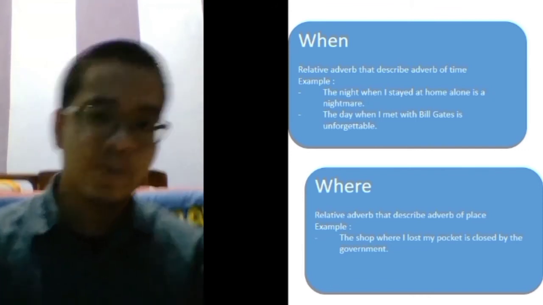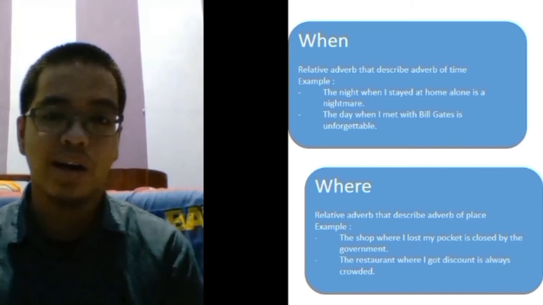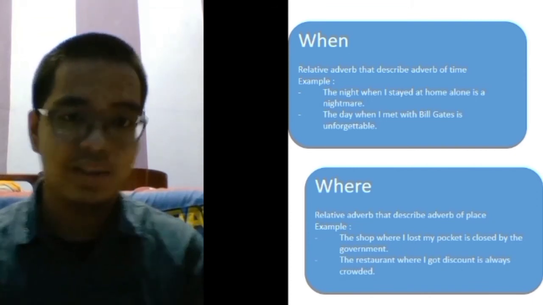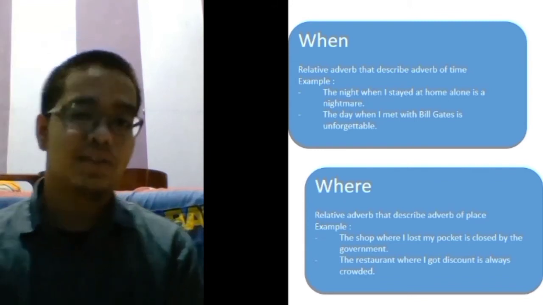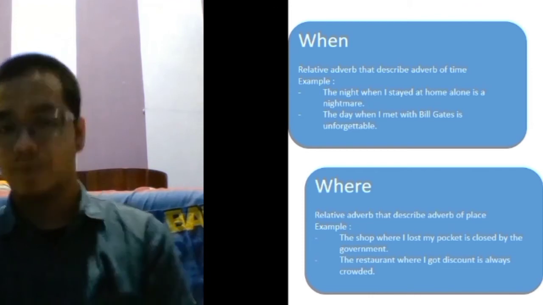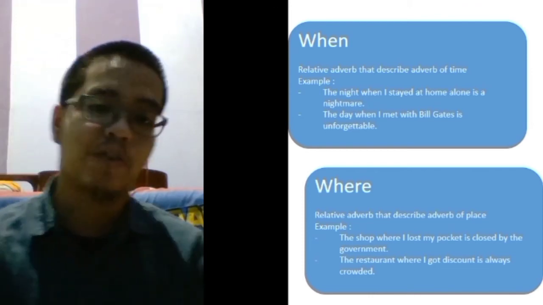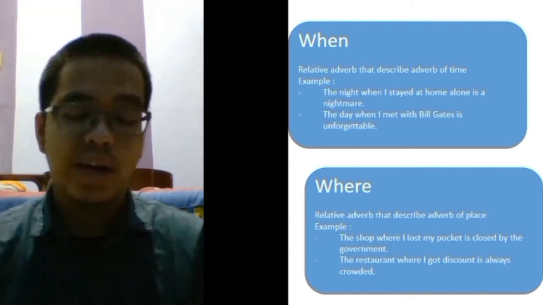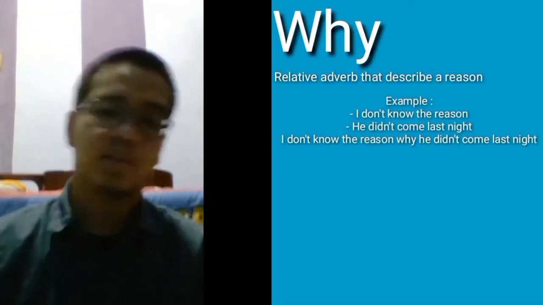The second example we have: the restaurant where I got discount is always crowded. Again, the adverb of place is the restaurant and the identifying adjective clause is where I got discount. We use the connector where because it is the adverb of place, to make it more specific which restaurant it is. Okay, last but not least is why.